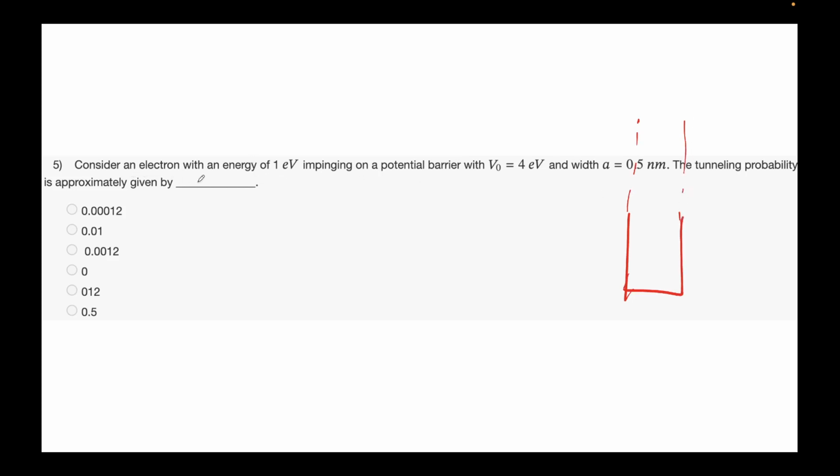Now this problem says, consider an electron with energy of 1 eV impinging at a potential barrier with V0 equal to 4 eV. This time it's not a well, it's a barrier, and width a, which is given as 0.5 nanometers. Tunneling probability is given by, we'll see what tunneling probability is.